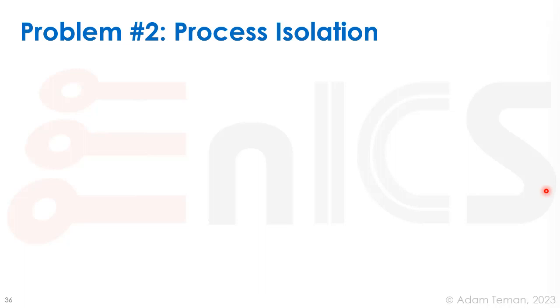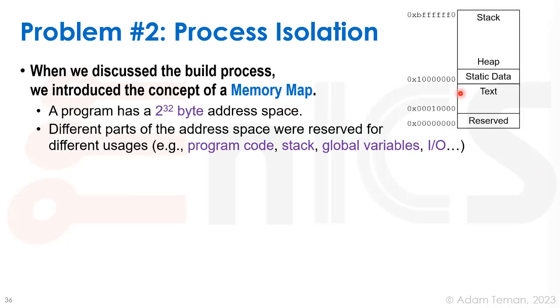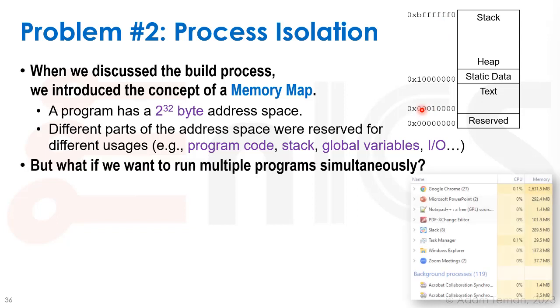The second problem we discussed briefly before was process isolation. We have a memory map where we have our full stack of addresses, and we have different areas: text, static data, the stack, the heap, and so forth. And really each program was compiled assuming that it had the full 2 to the 32 byte address space. But what if we want to run several programs simultaneously?